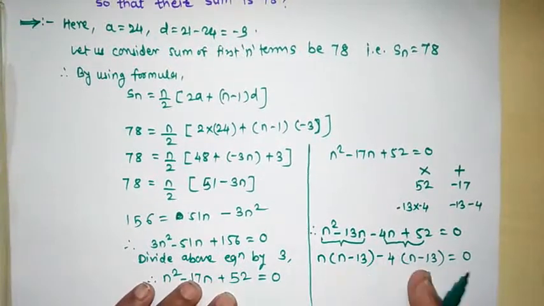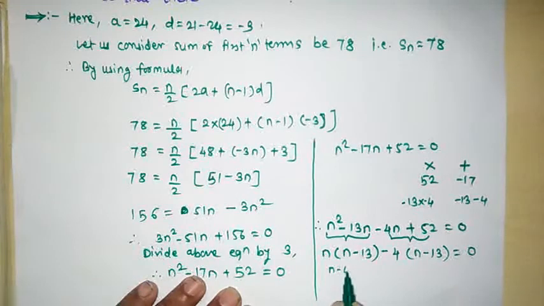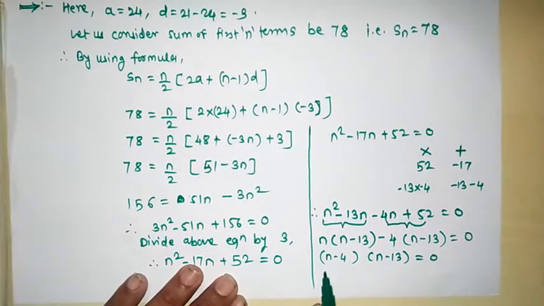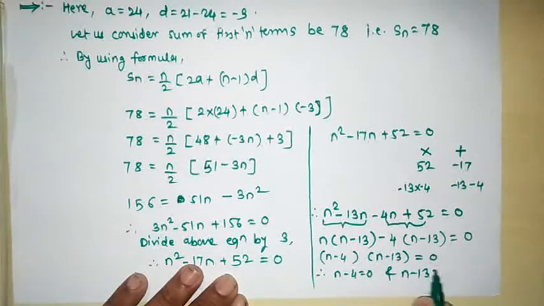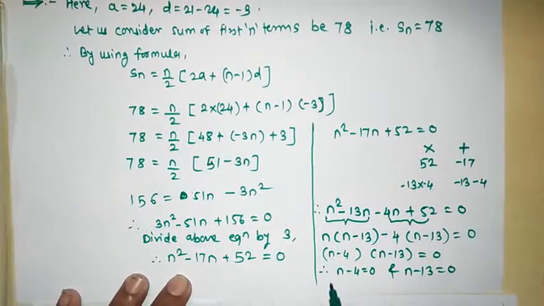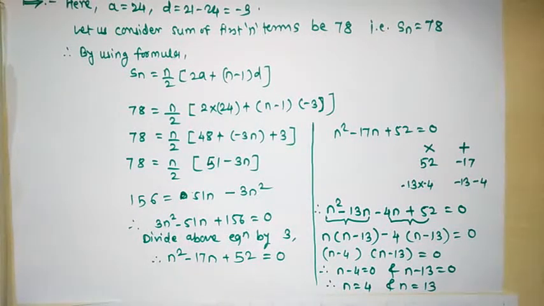Now write n minus 4 in one bracket and n minus 13 in another bracket, which is equal to 0. Now equate each bracket with 0. Therefore n minus 4 is equal to 0 and n minus 13 is equal to 0. Therefore n is equal to 4 and n is equal to 13. Here we got two values of n, that is n is equal to 4 and n is equal to 13.